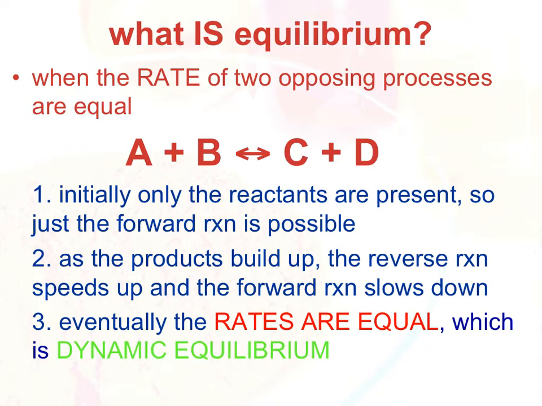Eventually, the rates are going to become equal. The rate of your forward reaction and the rate of your reverse reaction will equal one another. And at this point, you're going to have something called dynamic equilibrium. That is the point where the forward and reverse reactions are happening simultaneously, but the concentrations of your reactants and products maintain a constant value.